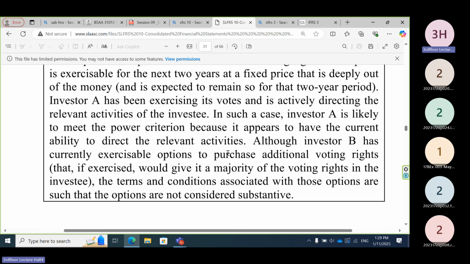Yes, there is a high possibility of this transaction happening. Because of that, the parent company is B company. They have the controlling power. Right? These types of things can be tested.